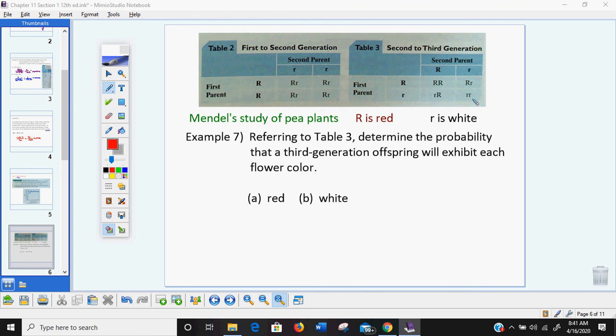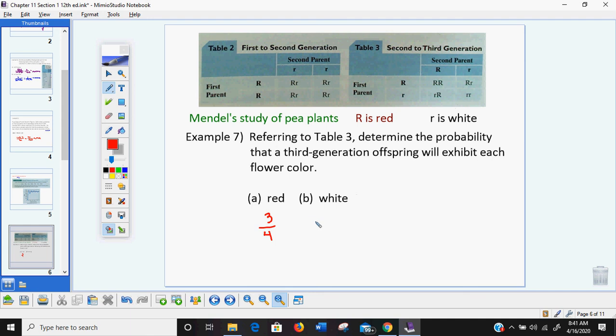So then below it, they ask you, what's the probability it's red of the third generation? So we're looking up here at table 3. Well, this one's red, that one's red, this one's red. Anything with a capital R is red. So there are 3 that are red out of 4 options. There's 4 options when you cross this.